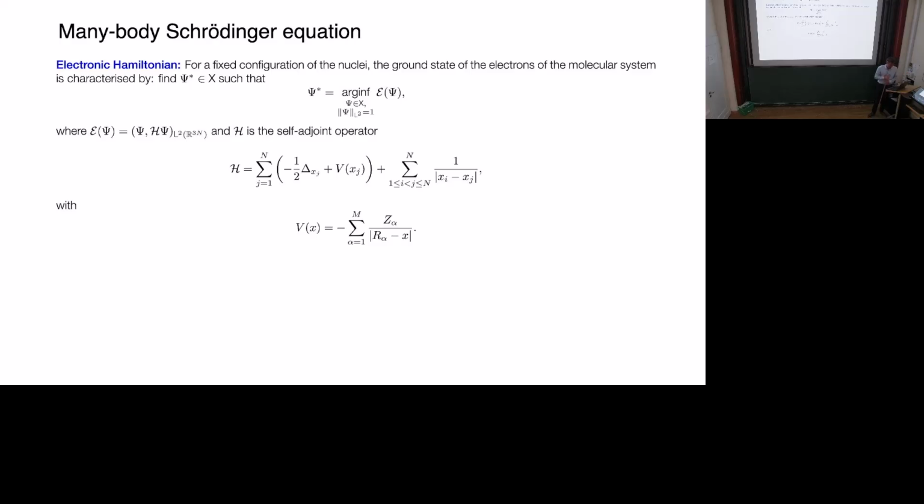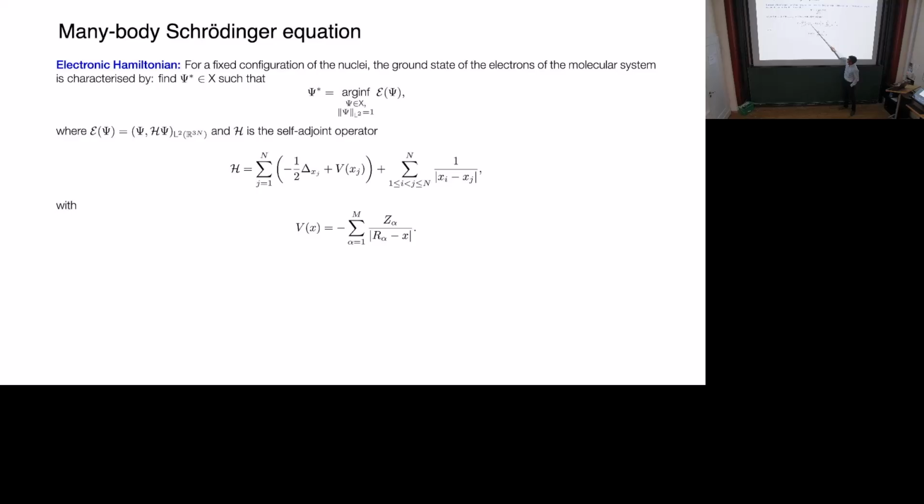Now, the full many-body Schrödinger equation is a bit complicated, because it's high-dimensional. But mathematically speaking, we want, for a fixed configuration of the nuclei, to find a minimizing wave function, if possible, an argmin and not an arginf, that is of norm 1, that minimizes this energy. This energy now is a sum over each of the particles. Each of the electrons has a kinetic energy. That's a strong form of the kinetic energy from before.